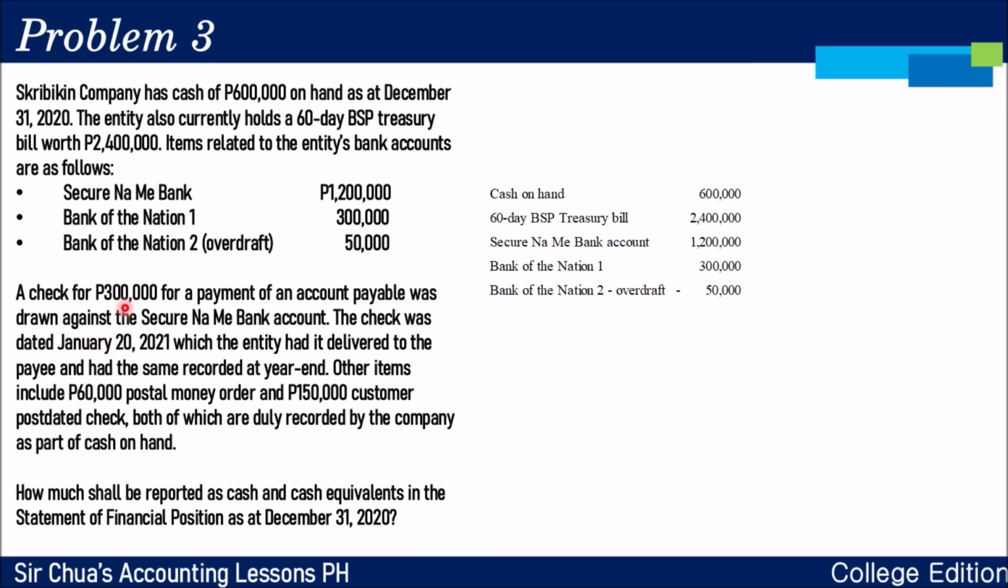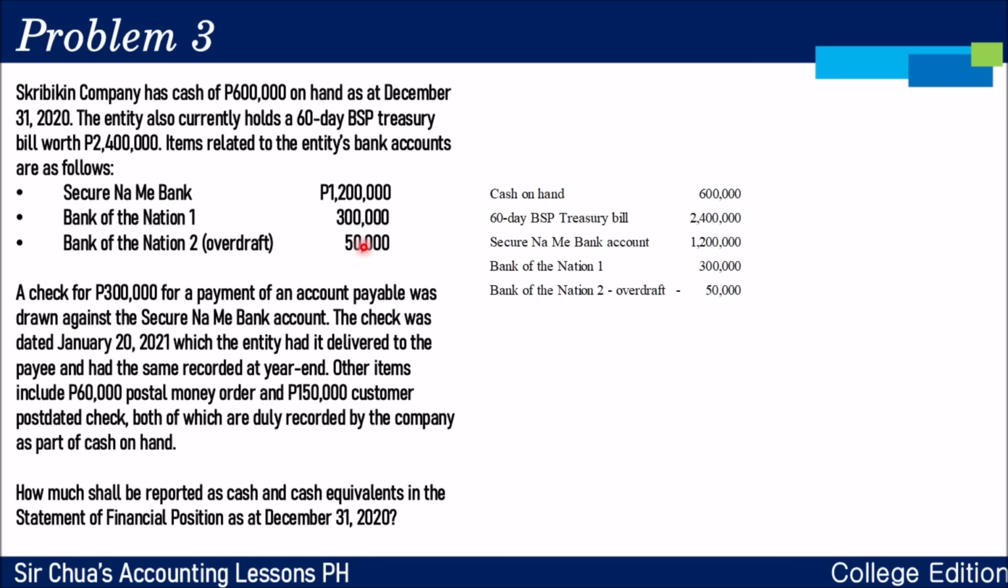What will we do with this 300,000? It was already deducted from the Secure na Mi Bank. So, of course, we will add it back. We add it because as far as December 31, 2020 is concerned, that 300,000 still belongs to you. Because the payment will take effect next year.